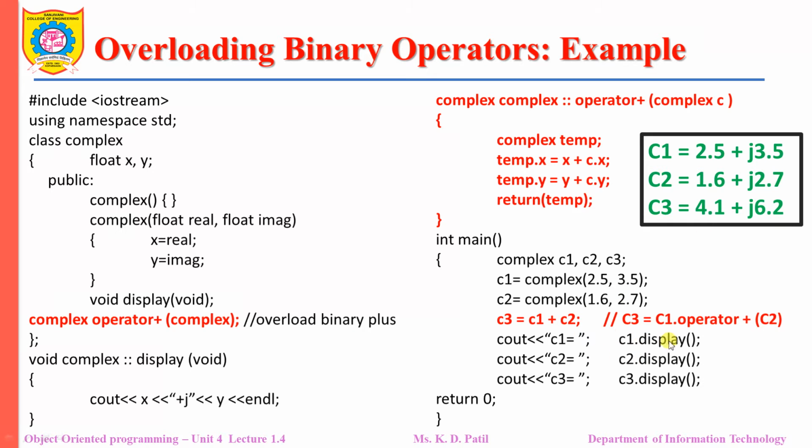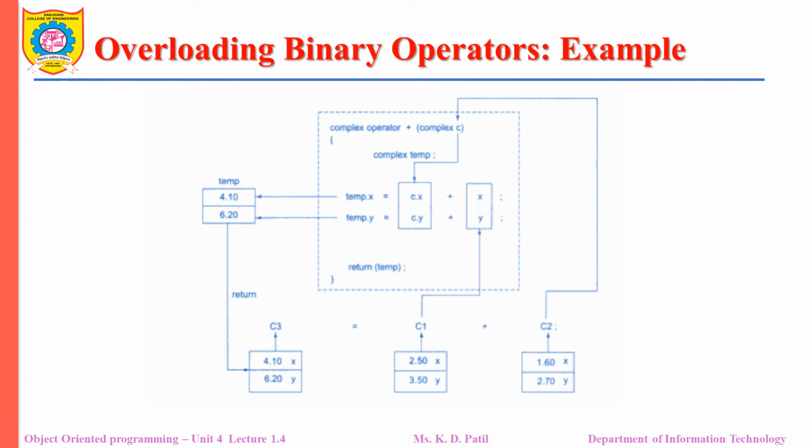Finally, C1, C2 and C3, those complex numbers with the real part and the imaginary part, will be displayed on the screen. So this is how the addition has been performed for complex numbers using the addition or binary plus operator. Now let us see how the operator overloading is implemented in the function operator. This is a simple diagram which demonstrates the operator overloading concept for the program which we have implemented.